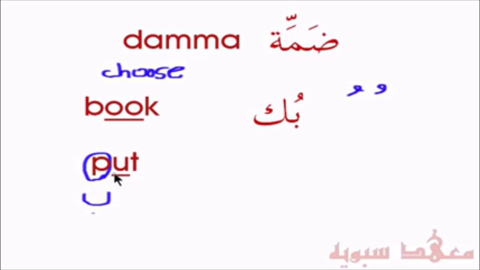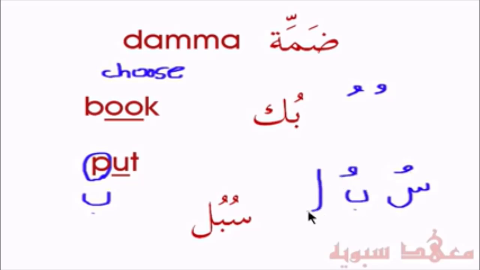Now let's practice this. We have a word composed of 3 letters. The first 2 letters are with a damma. If we break this up, there's a sin with a damma, then a ba with a damma, and there's the lam. So to pronounce this: su, bu, and this is the lam, like the letter L. So subul.